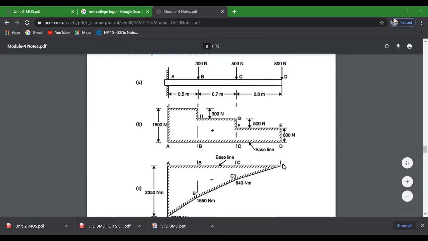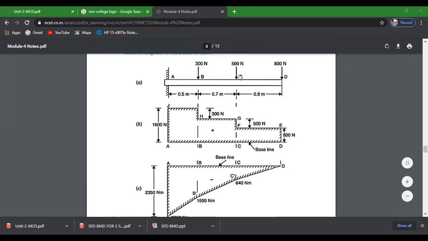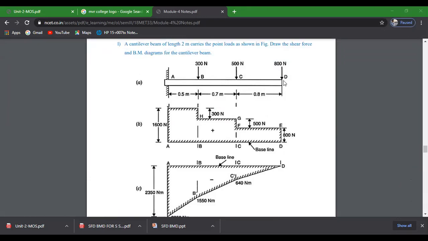At the point D, we don't have any distance here. That's the reason the force into the distance is 0, so obviously the moment will also be 0. At the point C, we have some distance, which is 0.8 meters. We also have a force, which is 800 newtons. So there definitely will be some amount of moment there.